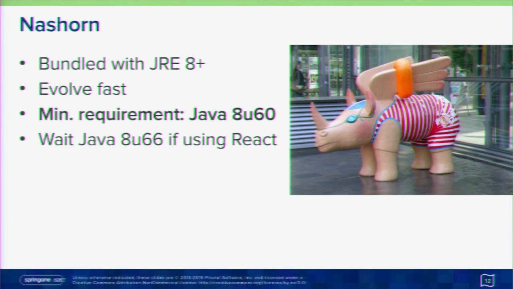So Nashorn is bundled with the Java Runtime Environment 8 or superior. It continues to evolve fast, so please always use the latest build. This is really important. So Java 8 update 60 is a minimum requirement. Never use older builds because your favorite templating technology may not work properly on it. And even if it seems to work, there are some issues that may prevent it from running properly under high load. So really, Java 8 update 60 is the minimum requirement for that.